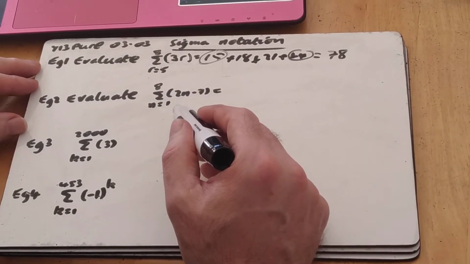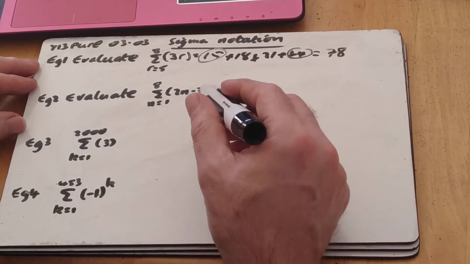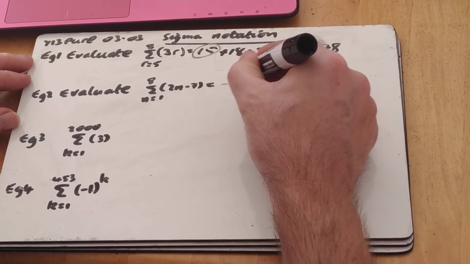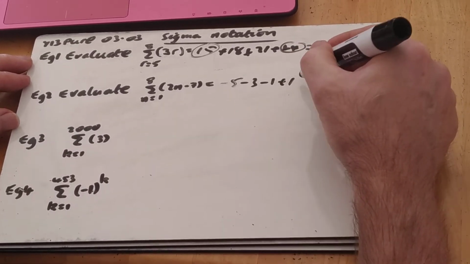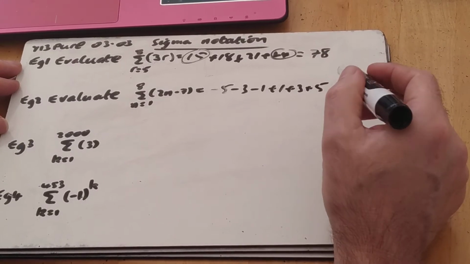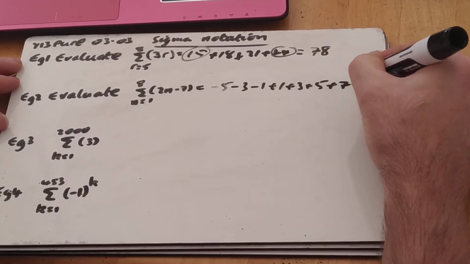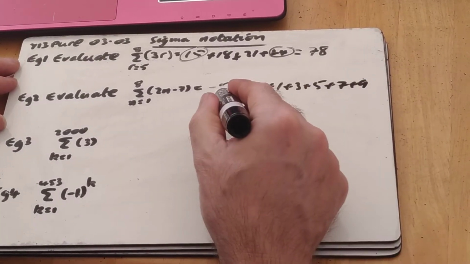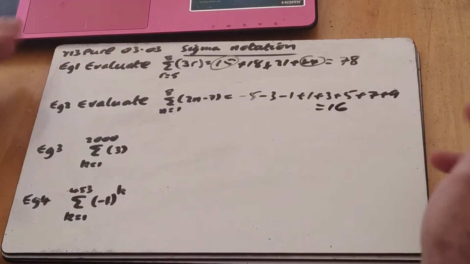Similarly, evaluate this one now. So, this is your typical GCSE look. We're going to sum up 2n minus 7. So, stick 1 in to get minus 5, then minus 3, minus 1, plus 1, plus 3, plus 5. How many is that now? 1, 2, 3, 4, 5, 6, and then plus 7 and plus 9. And the good news is, the first 6 all cancel out, so I've got 7 plus 9, 16.